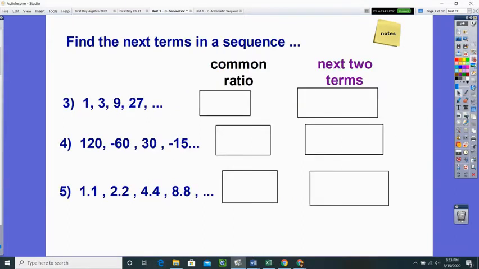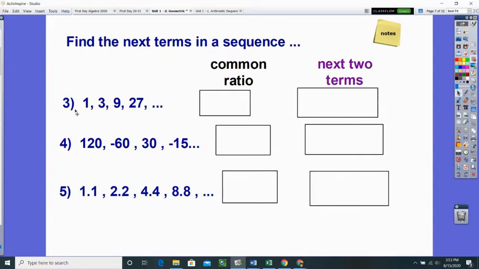So find the next terms in a sequence, and we're also going to find the common ratio. If you can go ahead and take a look at these, pause the video, stop, write on your notes page the common ratio for 3, 4, and 5 and the next two terms, and turn the video back on, and I'll be ready to check with you.